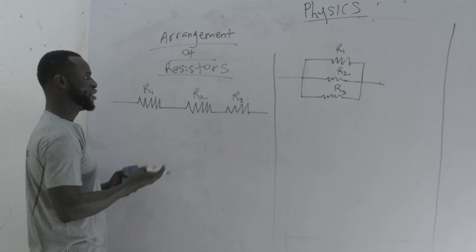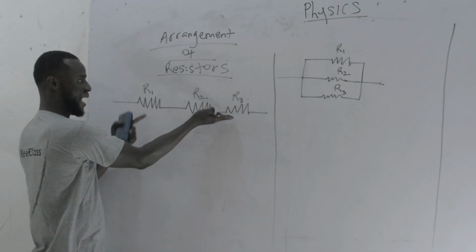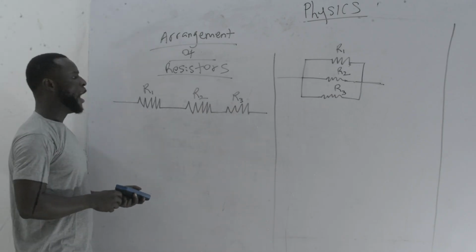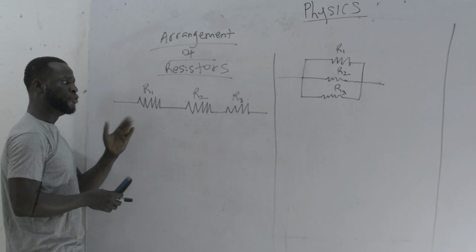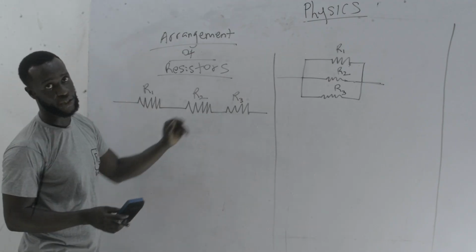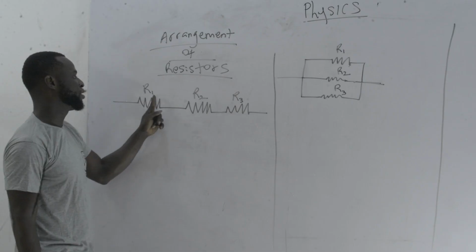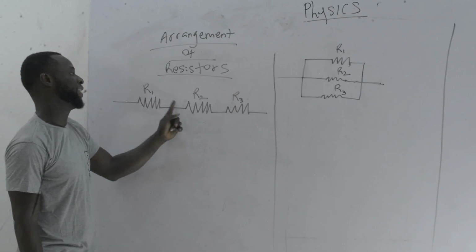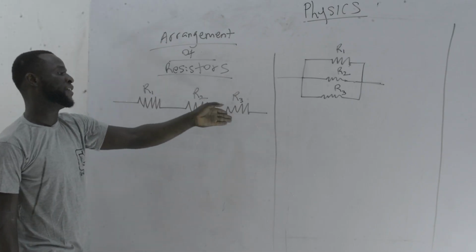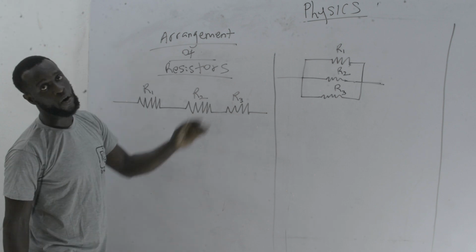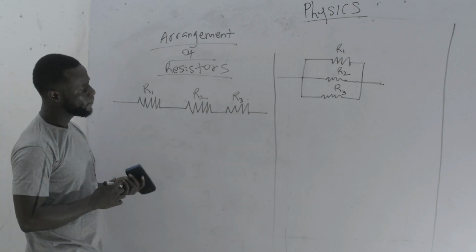How do we arrange resistors in series? Just as I've drawn here. And it's very easy to know resistors in series if there's no branching between them or no junction. The current that enters this resistor R1 is the same current that will come out of it and enter R2, and come out of it and enter R3. So everything is already in series.